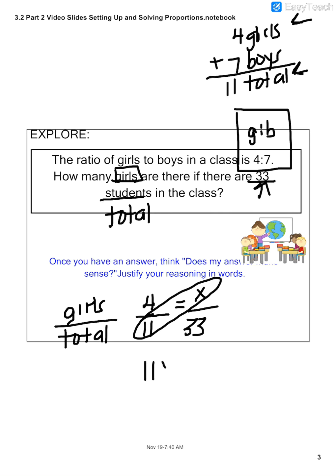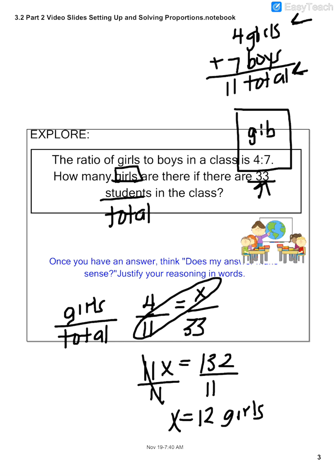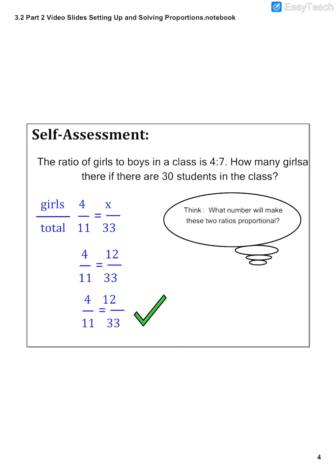So I have 11x is equal to 132. Divide by 11. And there are 12 girls out of 33 students. So again, you always want to see what it is that you're comparing, and you want to make sure you're only comparing 2 things at a time. So again, you would not be able to compare the girls to the boys and then the girls to the total, because that's 3 different units.